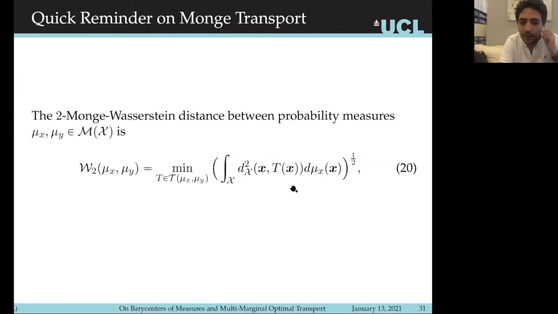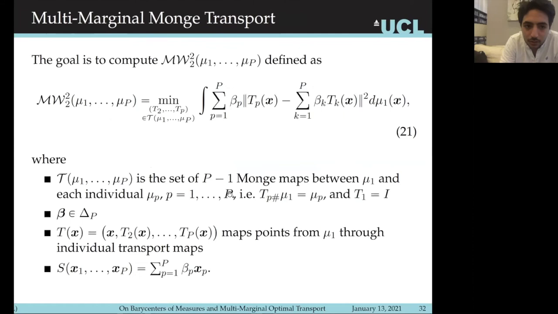So that's Monge transport. Now I'll discuss the multi-marginal extension of Monge transport, which is a bit more complicated. In which case, instead of having just one map from one measure to the other, we're going to have p minus one maps. So we have p measures, mu one to mu p, and we want to find p minus one maps, each of these mapping from the first measure mu one to the pth measure mu p. Just as a simple case, when you have just two measures, you only have one map, which maps mu one to mu two.